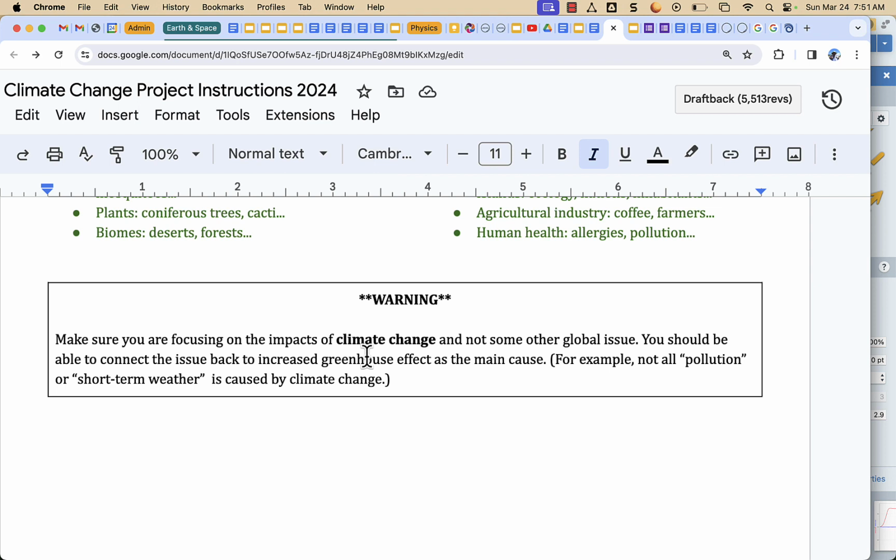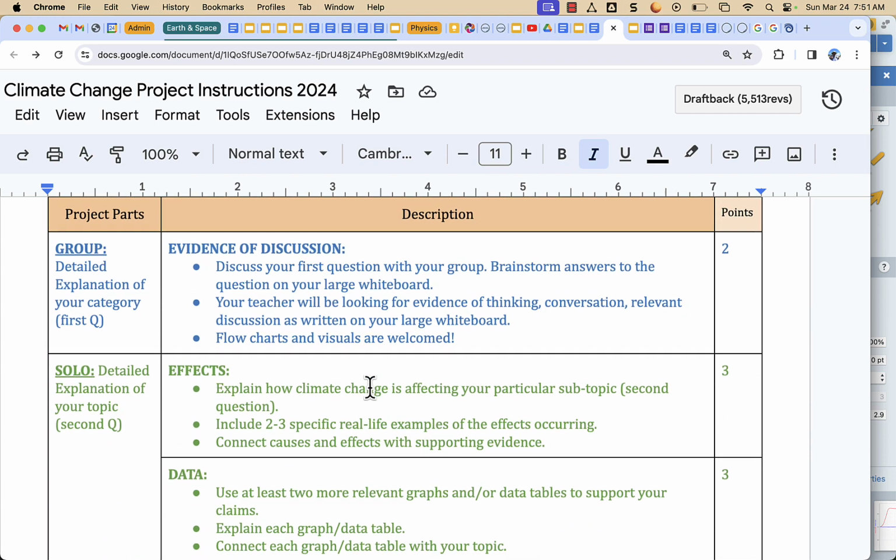Warning: make sure you're focusing on the impacts of climate change, not some other global issue. So pollution, maybe we should read the whole thing. You should be able to connect your issue back to the increased greenhouse effect as the main cause. So the climate getting warmer, not just pollution or short-term weather or something like that. Make sure it's a climate change related thing.